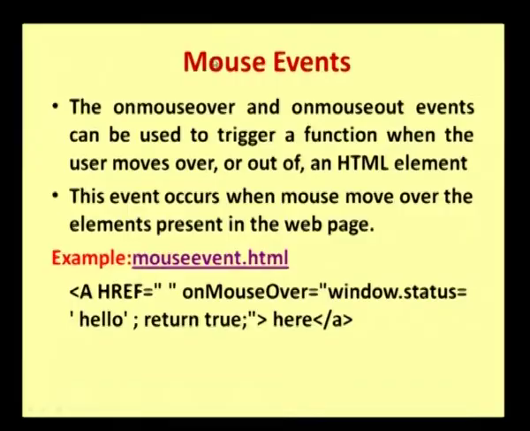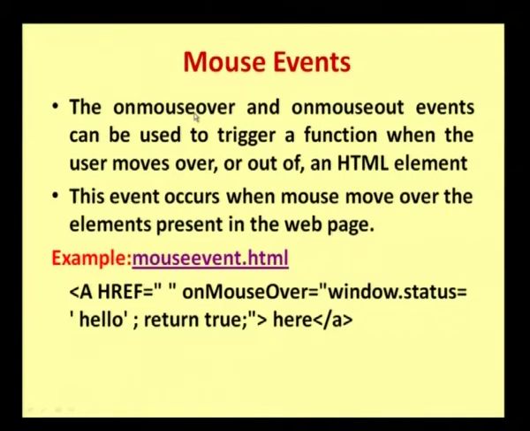Welcome back after the break. Before the break, we were discussing the types of events in JavaScript. The next type of event is mouse events. This mouse events has two parts: onmouseover and onmouseout. That is, whenever the user moves the mouse cursor over an object, what event should occur. This type of event handling is done using these mouse events.